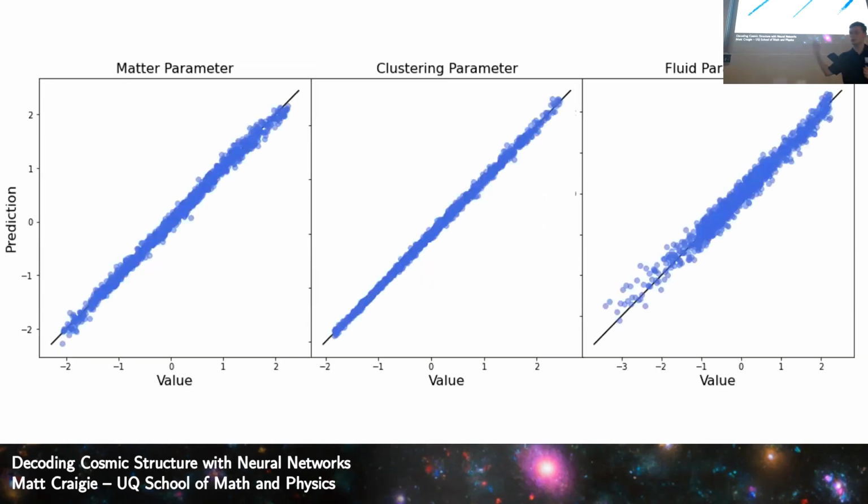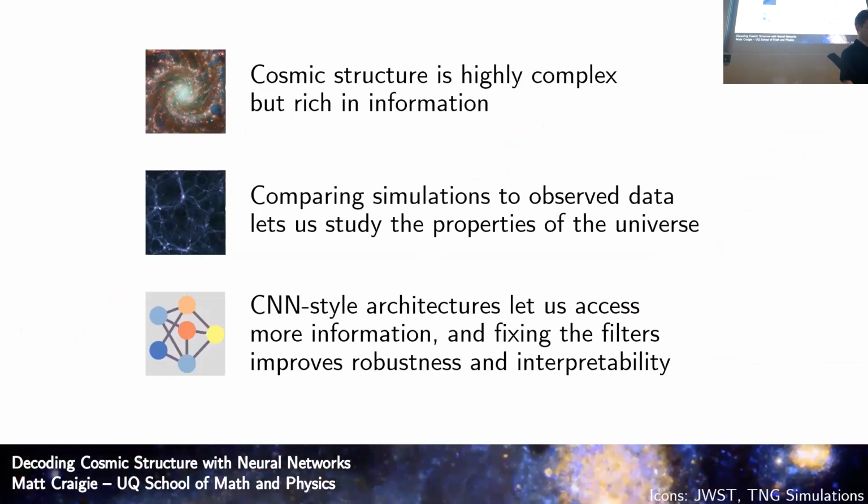Just as a quick example of some actual results, on the bottom here, I have the true value for a set of simulations for the matter parameter, the clustering parameter, and another parameter called the fluid parameter. And on the y-axis, I have the prediction from when we've run the scattering transform on them. You can see basically the one-to-one line means we can predict it based on the simulation outputs. So that's a good sign and promising results. Still early days for all of this, but happy to see some promising stuff.